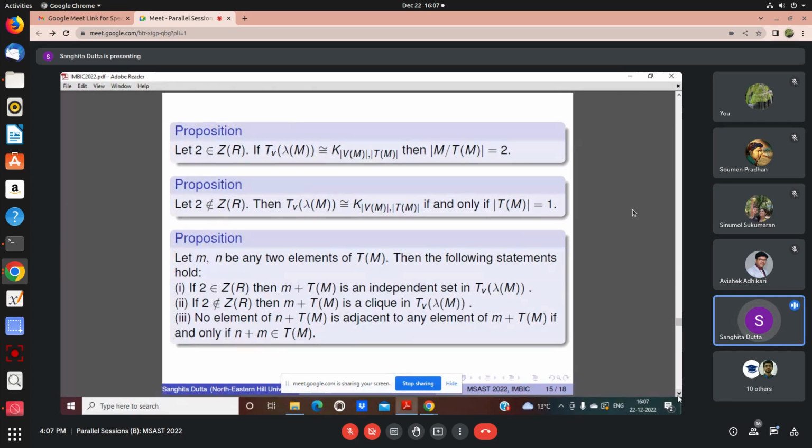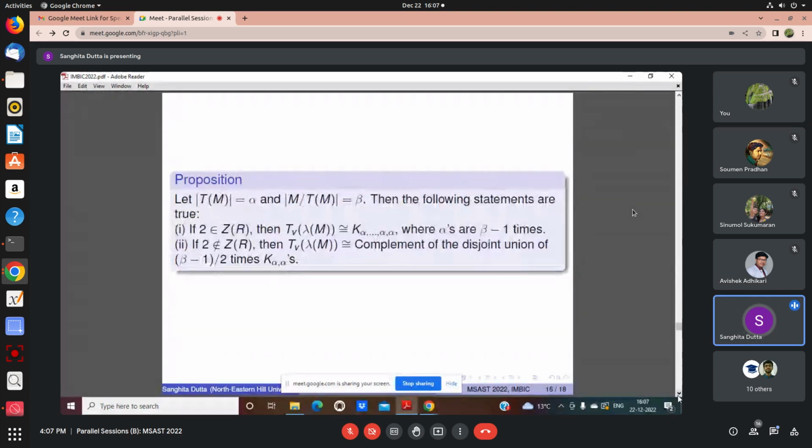If 2 does not belong to Zr, then M plus Tm is a clique in Tb lambda m. No element of the n plus Tm is adjacent to any element of m plus Tm if and only if n plus m belongs to Tm, and this is the characterization of the graph Tb lambda m.